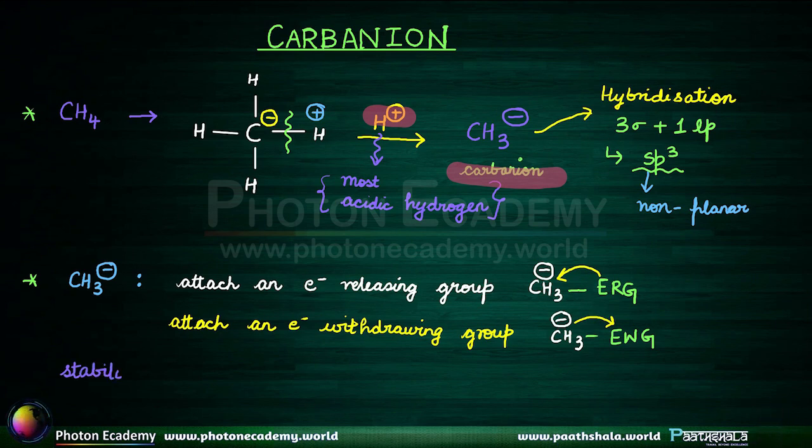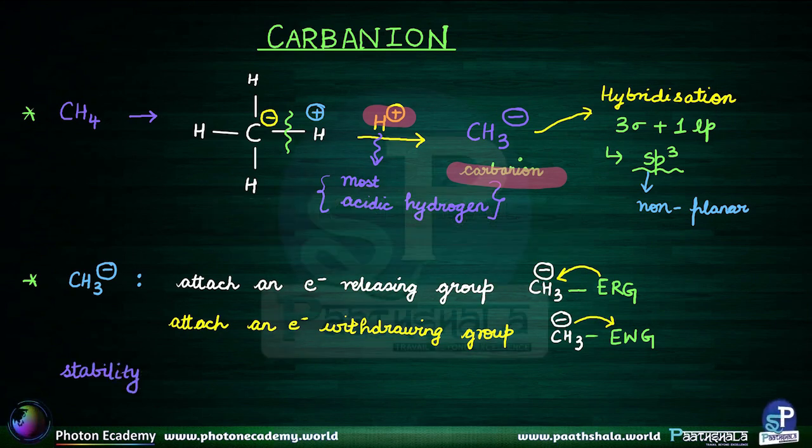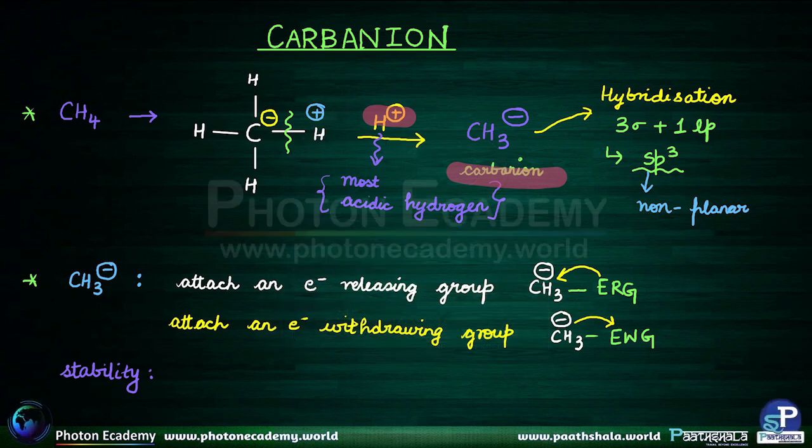how if there is charge and if there is negative charge, stability depends upon which group neutralizes the negative charge. So stability is dependent here on which group is able to neutralize this charge. Now, let us see the two groups. We have an electron releasing group and we have an electron withdrawing group.